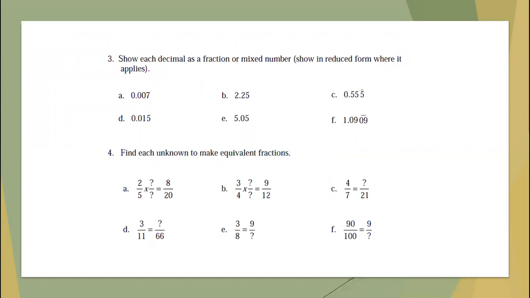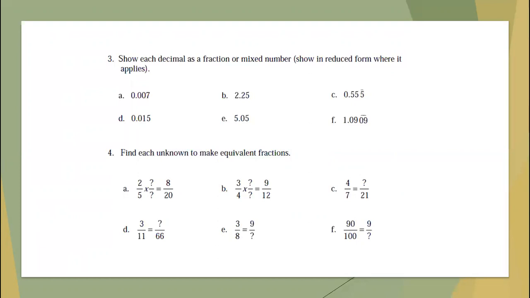0.55 repeating is 5 over 9. And 0.015 is 15 over 1,000, which equals 3 over 200. 5.05 is equal to 5 and 5 over 100, which in simplest form is 5 and 1 over 20. And 1.0909 repeating would equal 1 and 1 over 11. Again, the rule for 11 wasn't on the previous slide, but you can find it on page 70.